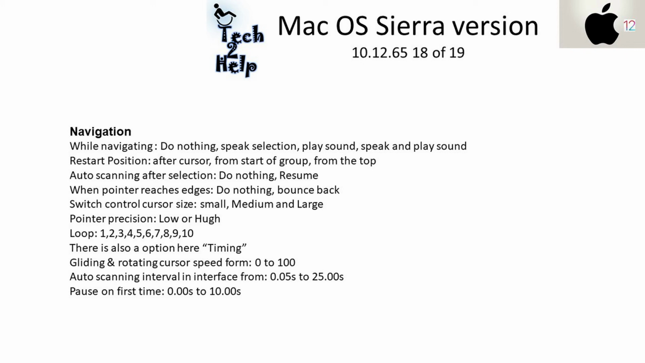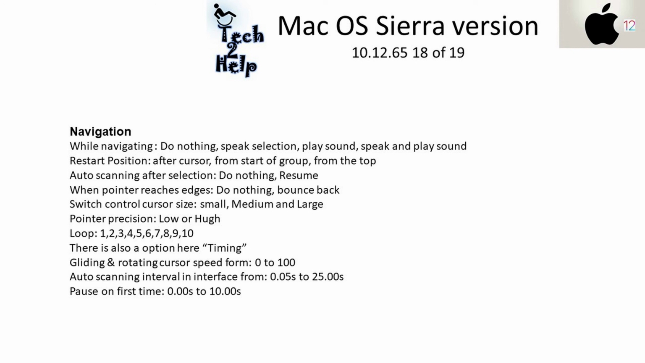10.12.6, 18 of 19. Navigation. While navigating: do nothing, speak selection, play sound, speak and play sound. Restart position: after cursor, from start of group, from the top. Auto scanning after selection: do nothing, resume. When pointer reaches edges: do nothing, bounce back. Switch control cursor size: small, medium and large. Pointer precision: low or high.